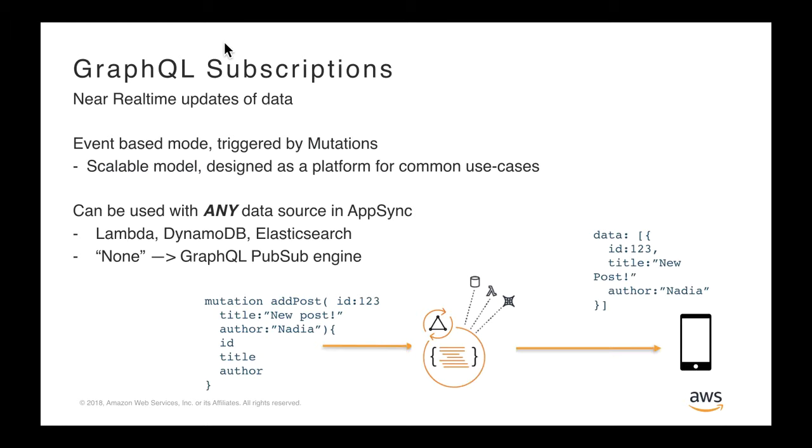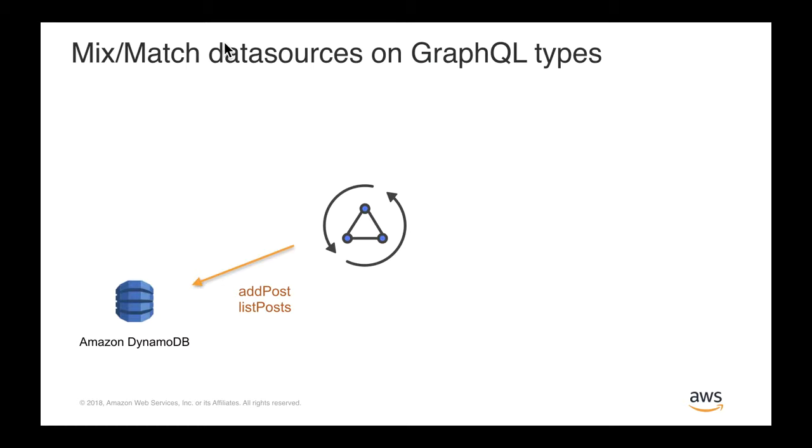GraphQL subscriptions, I mentioned that we support this. We do this in response to events that happen on the system and transform that in real time going down to the clients. This works for any data source that you have. So if you're using Lambda, for example, you can actually call out to other things in your AWS account, like, I don't know, maybe you have a Redis database or something else that you want to read and write from. And this will still respect the schema operations that happen.